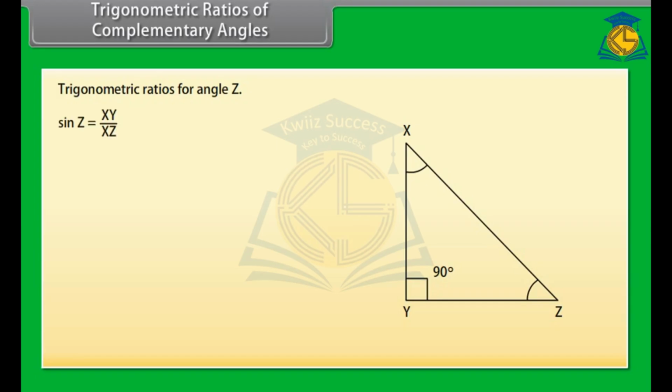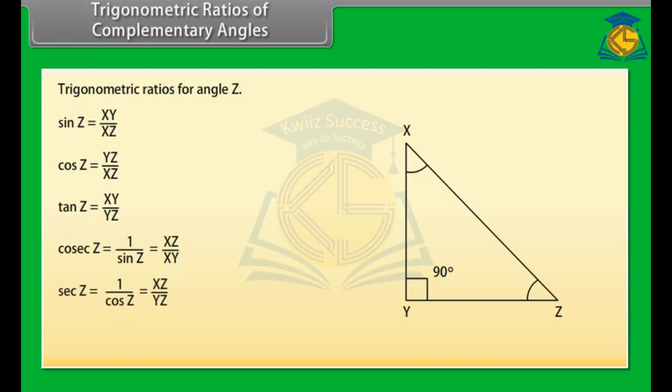Sin Z is equal to XY upon XZ. Cos Z is equal to YZ upon XZ. Tan Z is equal to XY upon YZ. Cosec Z is equal to 1 upon sin Z, which equals XZ upon XY. Sec Z is equal to 1 upon cos Z, which equals XZ upon YZ. Cot Z is equal to 1 upon tan Z, which equals YZ upon XY.